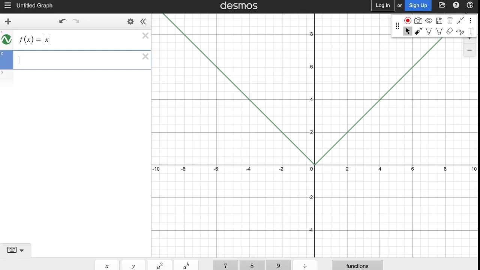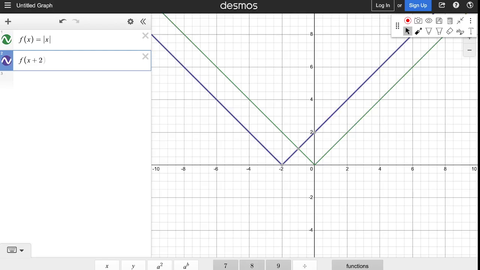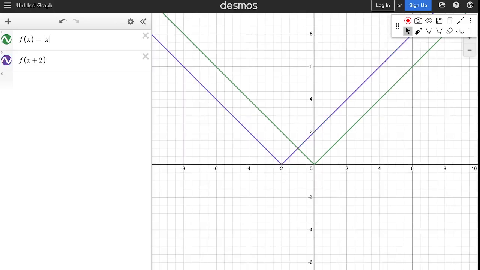And that would look like f of x plus 2, right? That would be putting a 2 inside the absolute value. And as we see, it has moved it to the left. It's moved it to the left by 2 units, exactly how we may have anticipated, going in the opposite direction. Instead of going to the right 2, it's going to go to the left 2.